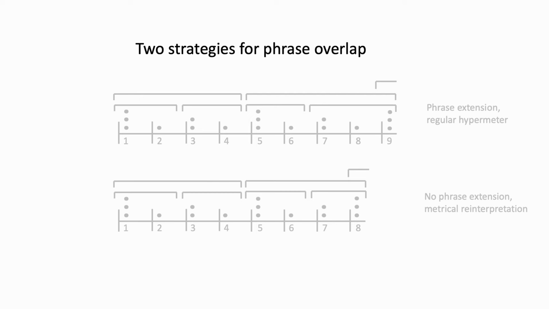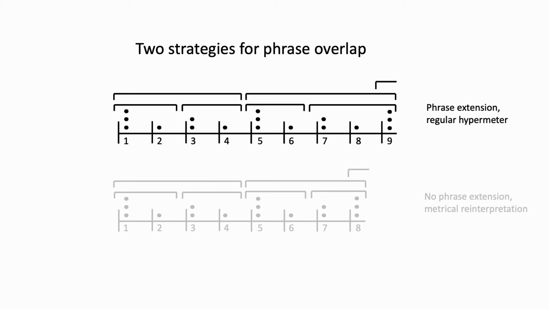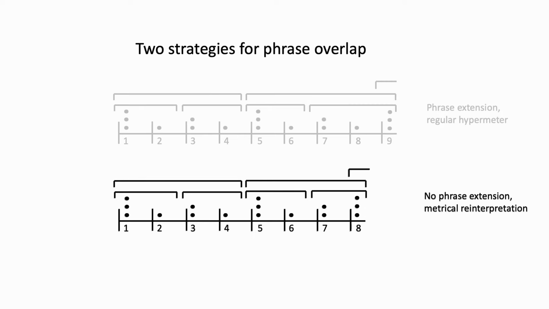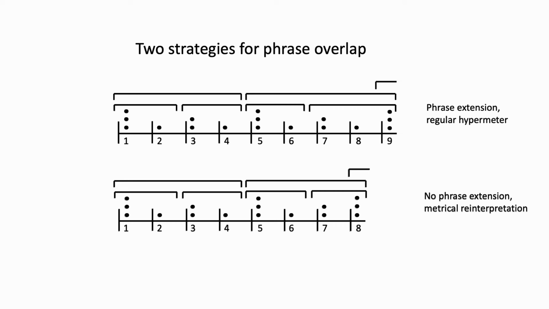We've seen two ways of using phrase overlap. In the first strategy, a four-measure phrase is extended to overlap into the fifth measure. The phrase structure is thus irregular, but regular hypermeter is maintained. In the second strategy, the four-measure phrase is not extended, but the hypermeter shifts so that its fourth measure is metrically strong. Both strategies serve the same purpose of making the end of the phrase metrically strong. Phrase overlaps also provide a sense of continuity, binding the phrases together so that the music flows smoothly from one phrase to the next.